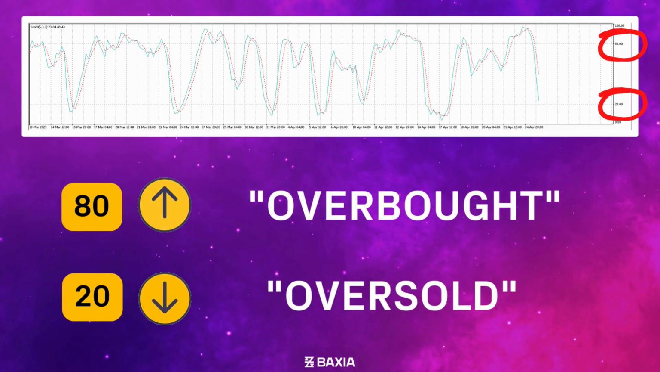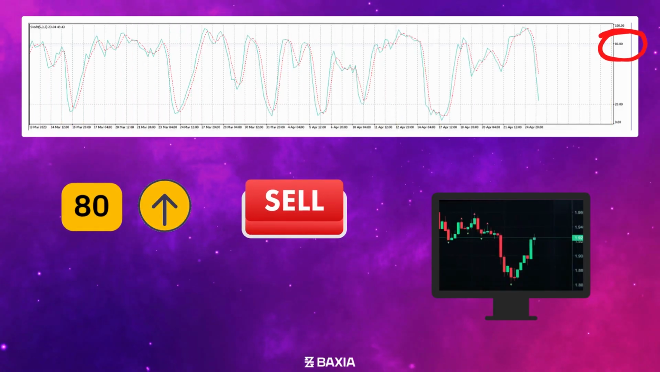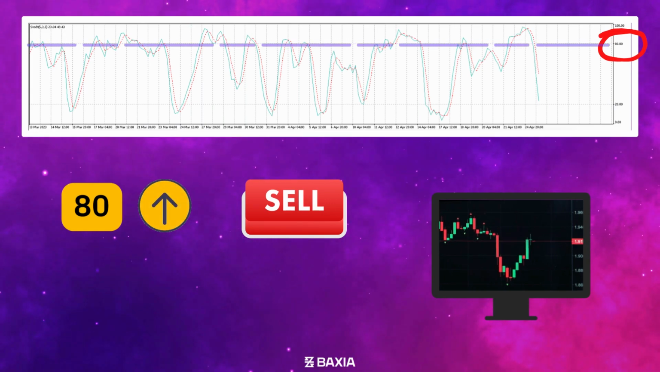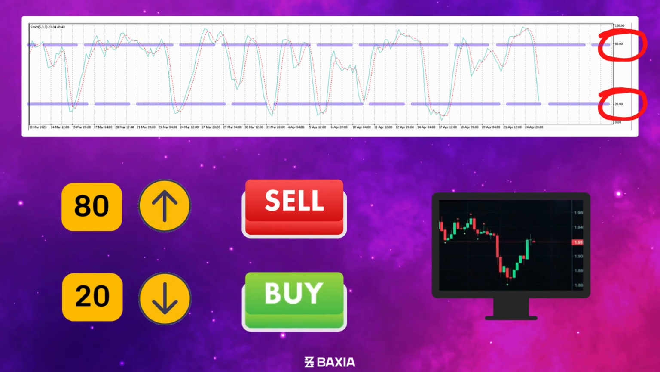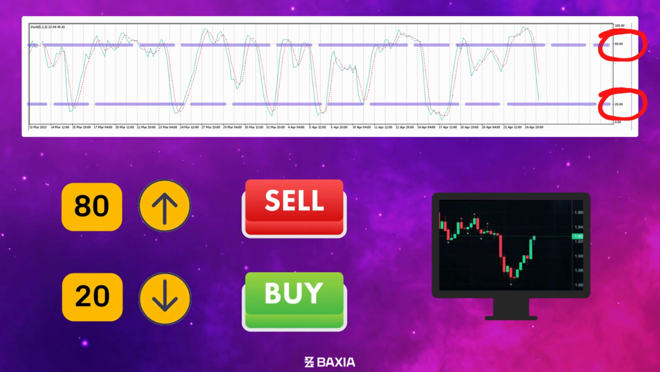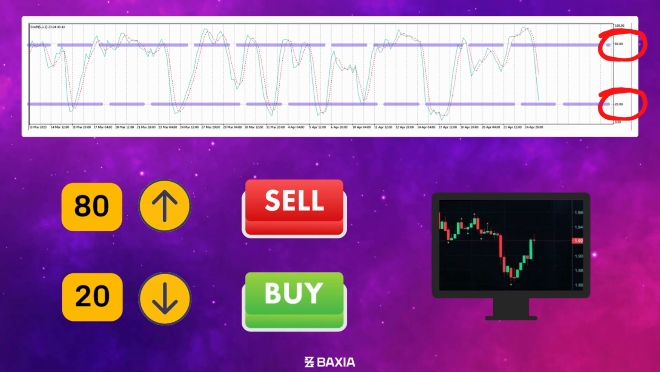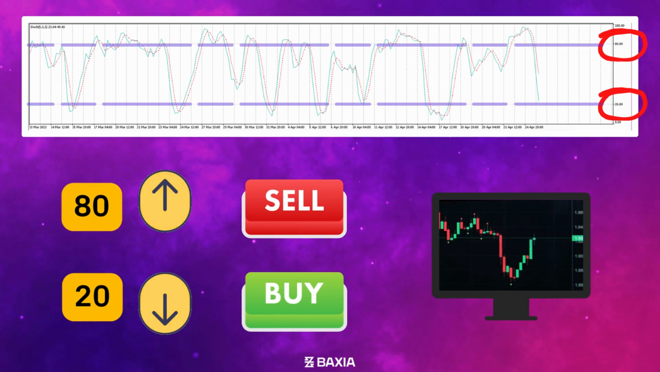A sell signal is given when the oscillator is above the 80 level, and then crosses back below 80. Conversely, a buy signal is given when the oscillator is below 20, and then crosses back above 20. 80 and 20 are the most common levels used, but can be adjusted as needed.